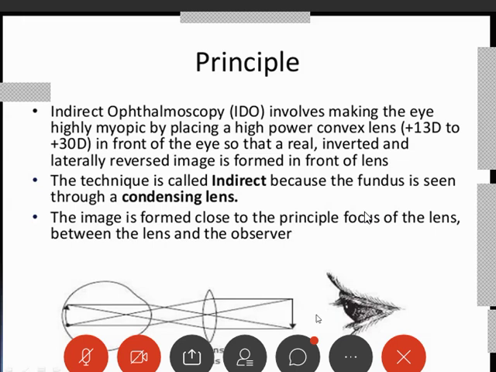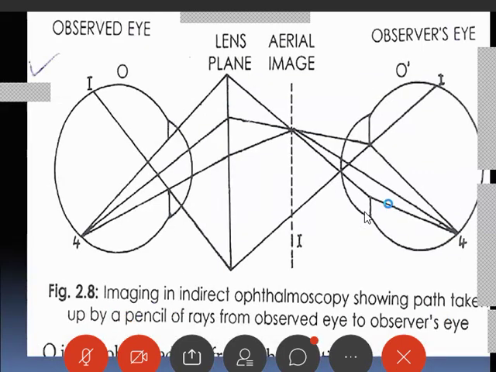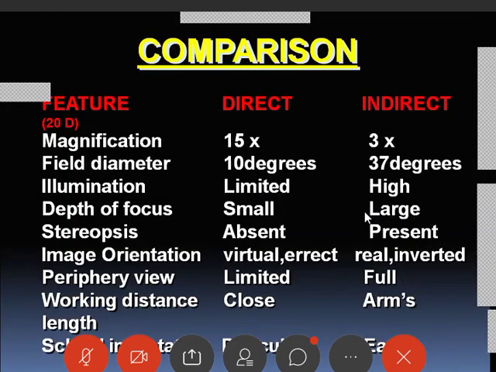Then there will be image formation between the lens and the observer. So we get an aerial image which is inverted, but it is real, an inverted and real image. Whereas in direct ophthalmoscope, we get an erect image, but it is a virtual image. So this is the convex lens, and the aerial image is formed between the lens and the observer.